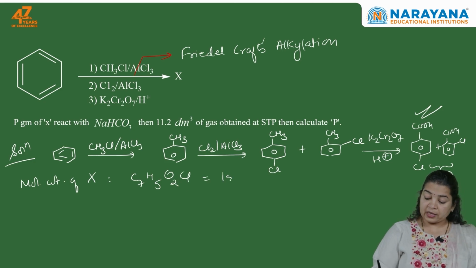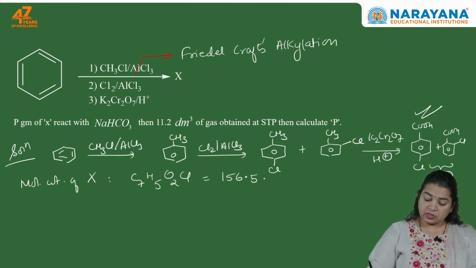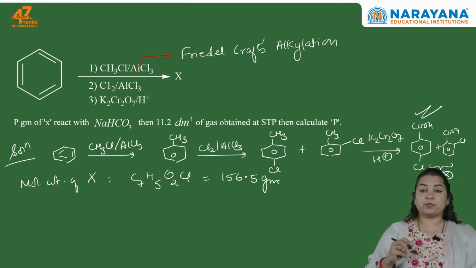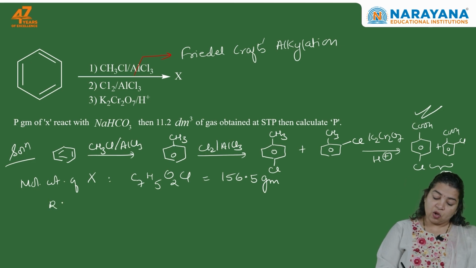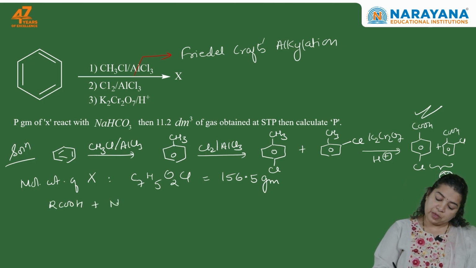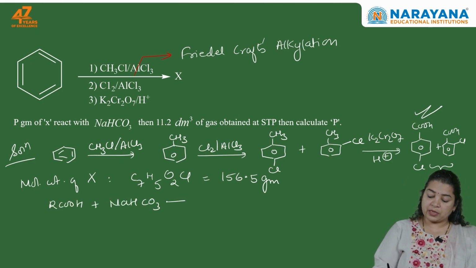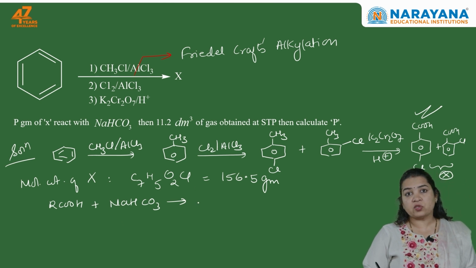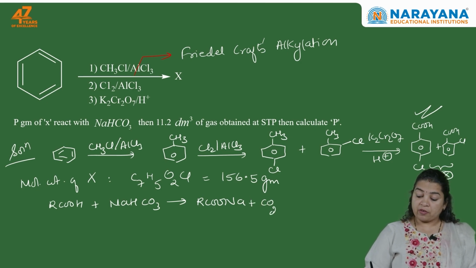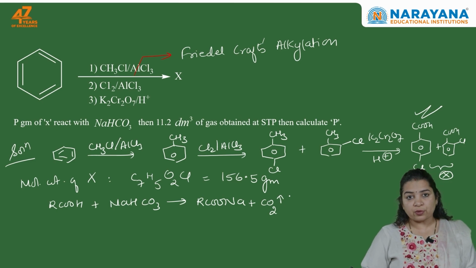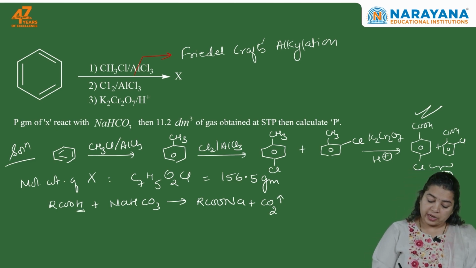C7H5O2Cl. When I calculate, it is 156.5 grams. It is a carboxylic acid, and from carboxylic acid, all of you must be remembering this important acid-base reaction where carboxylic acids displace H2CO3 from NaHCO3 solution, sodium bicarbonate solution, and we obtain brisk effervescence of CO2. So if there is one acidic H as we have in X, 1 mole of CO2 is liberated.